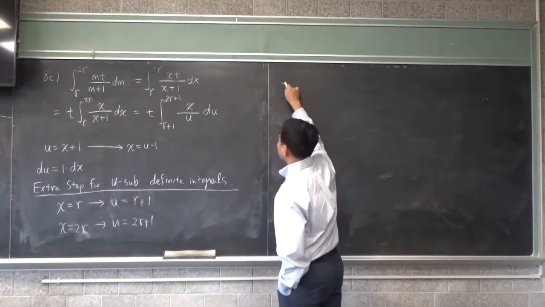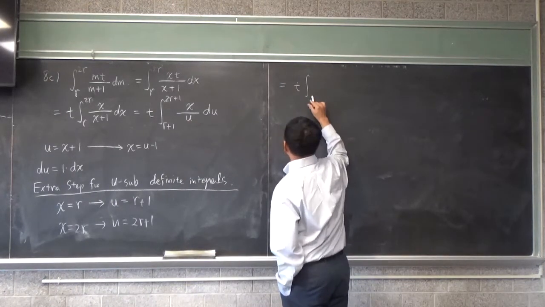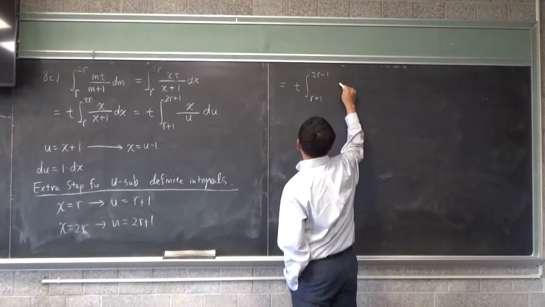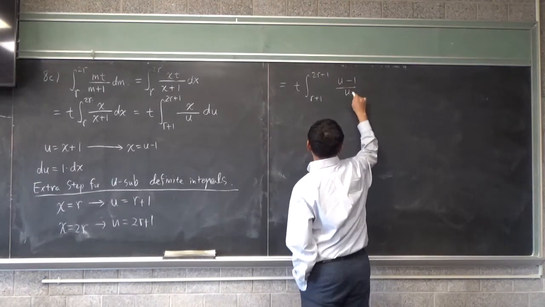So that now this is the integral of t, integration from r plus 1 to 2r plus 1 of u minus 1 over u du.